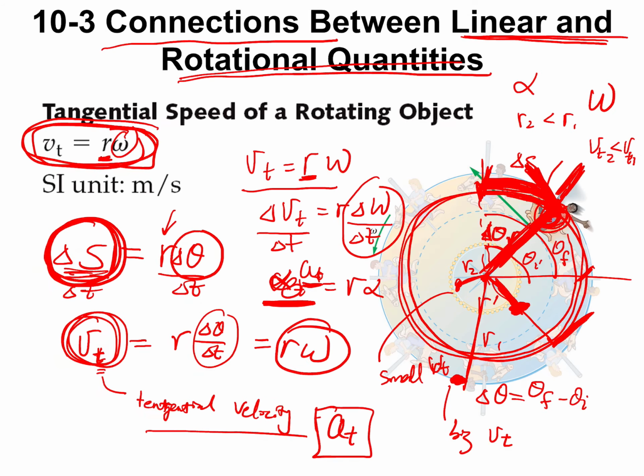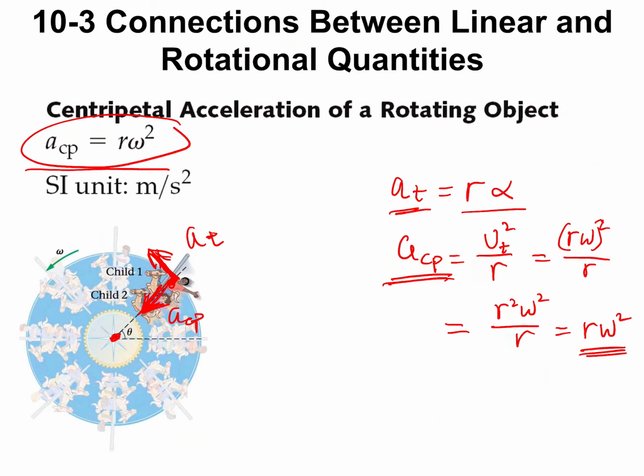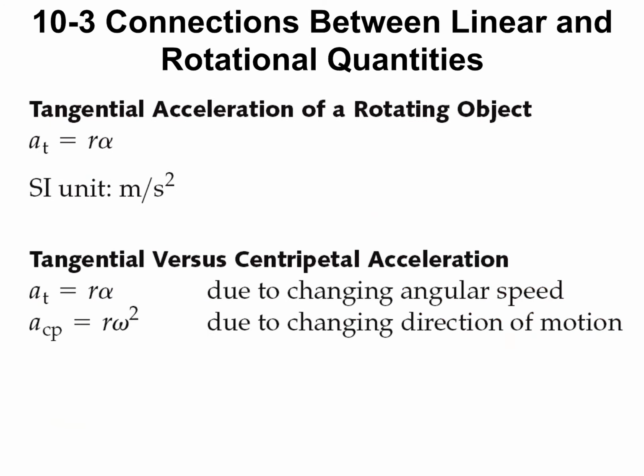By the way, the unit for tangential speed is meter per second. The unit for tangential acceleration is meter per second squared, and the unit for centripetal acceleration is meter per second squared. So this is a linear quantity, and centripetal acceleration also is a linear quantity. Here is the tangential acceleration I derived, equal to radius times alpha.